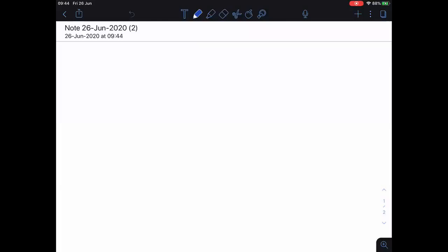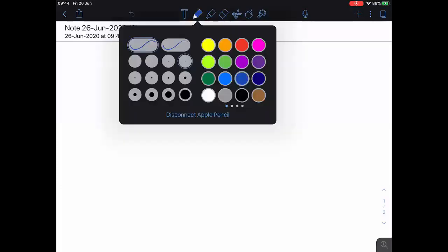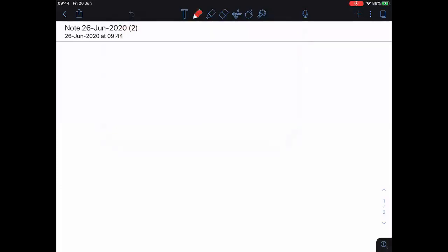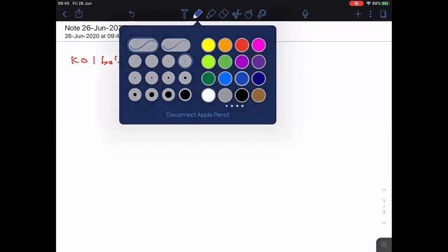Chemical properties of acids. Okay. So now let me discuss the next chemical property, which is the most important one even. That is Kolbe electrolysis. Clear? Kolbe electrolysis.